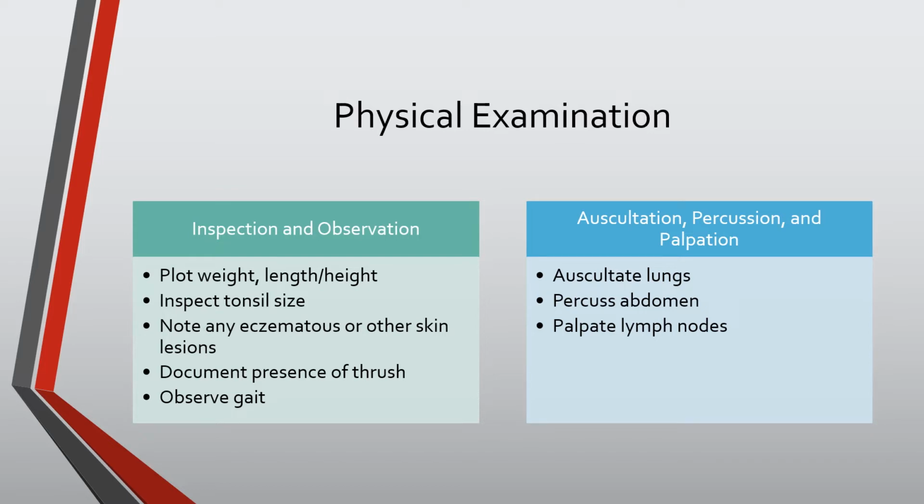Then we're going to auscultate, percuss, and palpate. Auscultate those lungs. We're listening for any adventitious sounds. Wheezing could indicate allergic reactions. We're going to percuss that belly and determine that liver span. And then we're going to palpate any enlarged lymph nodes.